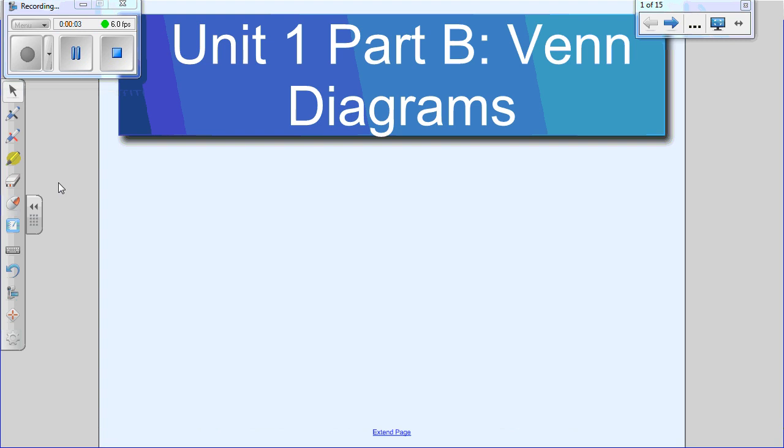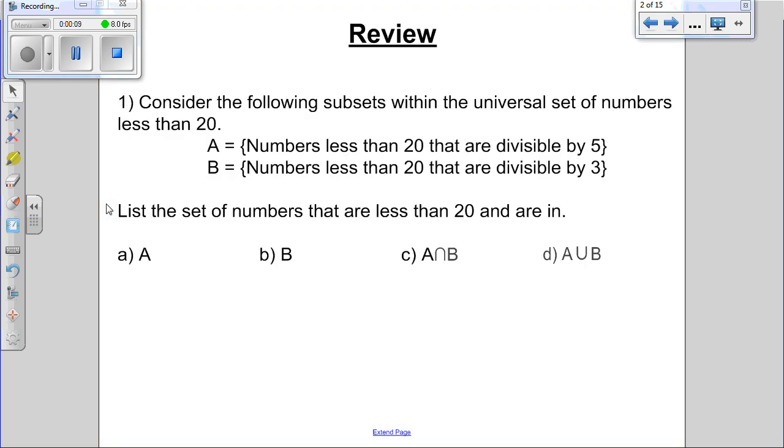Before we get started on Venn diagrams, we're going to do a little bit of review on the stuff we learned yesterday, because we're going to need to know how to do this kind of stuff if we're going to be able to do Venn diagrams. Right? So yesterday and the day before, we talked about sets, and we learned symbols that go with sets, all kinds of fun stuff. So we're going to do just a review practice question.